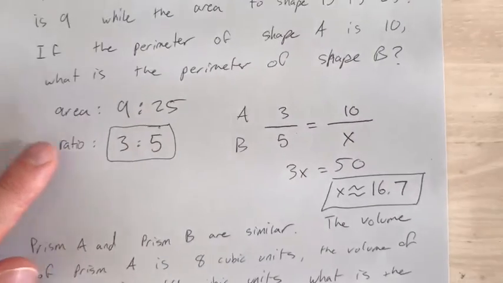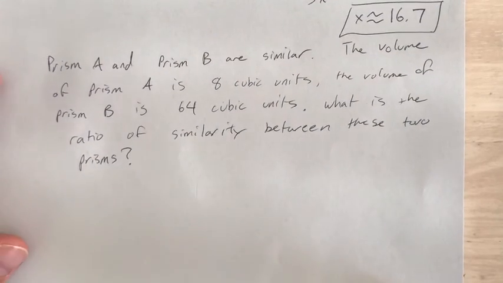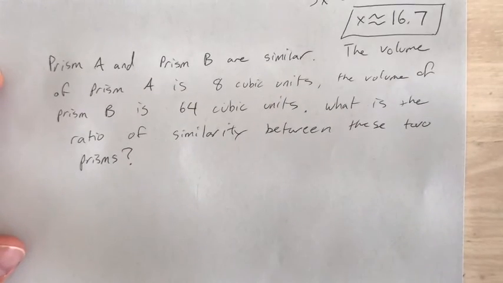And last but not least, we got another three-dimensional situation. Prism A and prism B are similar. The volume of prism A is 8 and the volume of prism B is 64. What is the ratio of similarity between the two prisms? So they want to know just the ratio of similarity. What is that normal ratio?